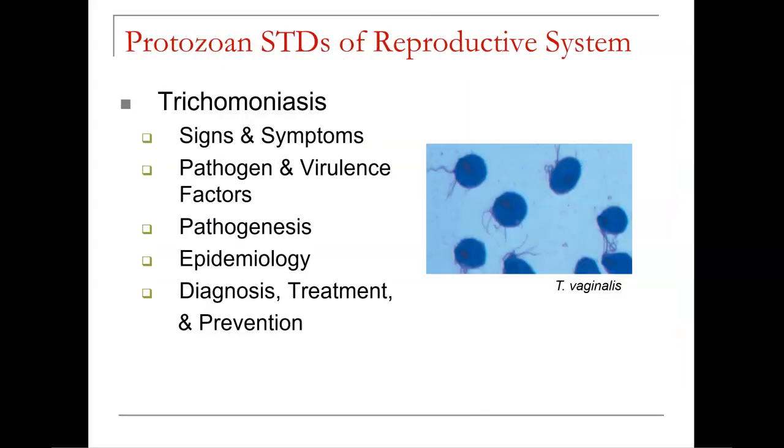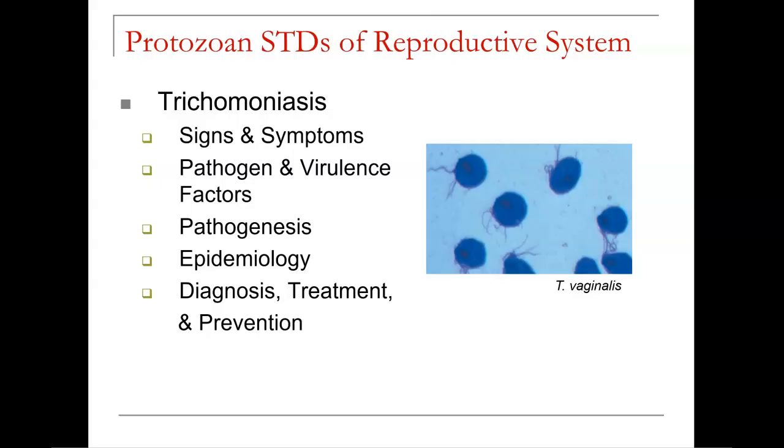Now we're going to look at protozoan STDs. First, we have trichomoniasis. In females, it'll cause vaginal discharge, vaginal irritation, lesions, abdominal pain, dysuria, and pain during sexual intercourse. Males are typically asymptomatic, but may have inflammation of the urethra or prostate and painful urination. The pathogen here is going to be Trichomonas vaginalis. Virulence factors are going to be the flagella and undulating membrane.